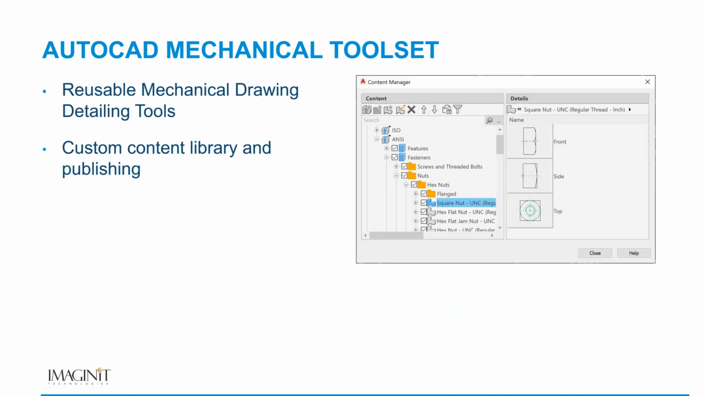And the reusable mechanical detailing tools. So here's all of our detailing tools, right? I can go down in here and you'll see I have access to the ISO tools and the ANSI tools, and I have features, fasteners, and you'll see I expanded out nuts, hex nuts, and I've got square nut UNC right here, and I see the standard UNC square nut. Over here, I just click on it and I can place it.